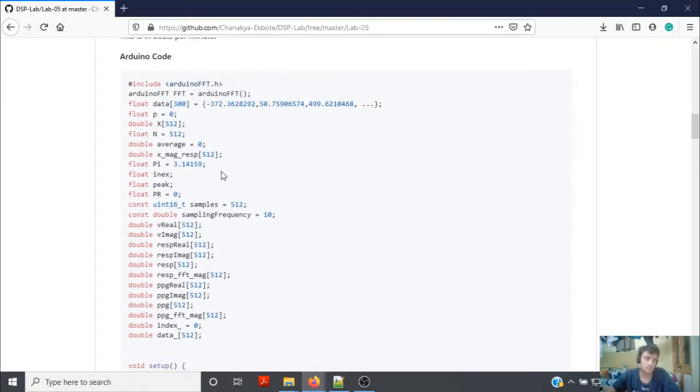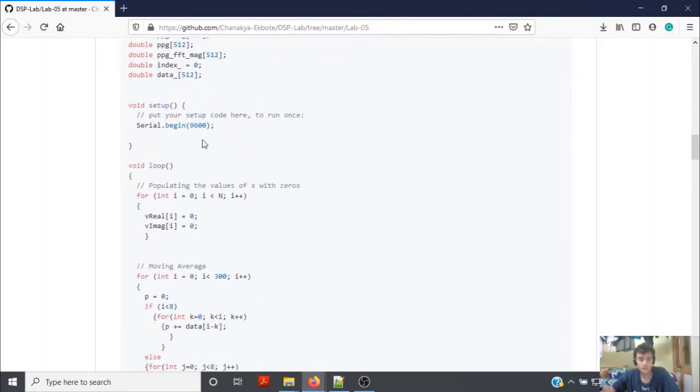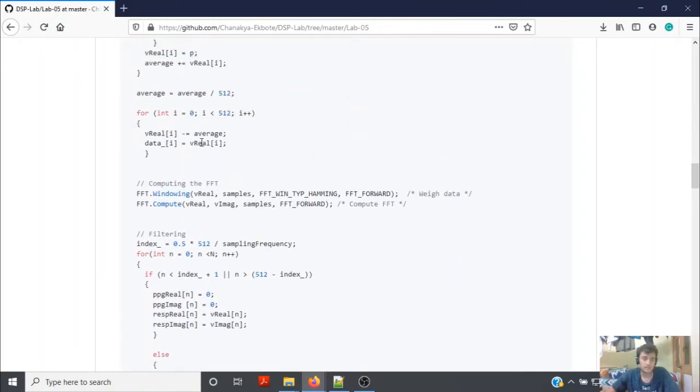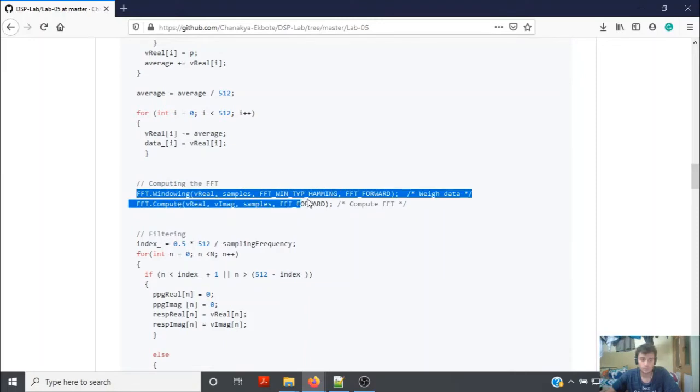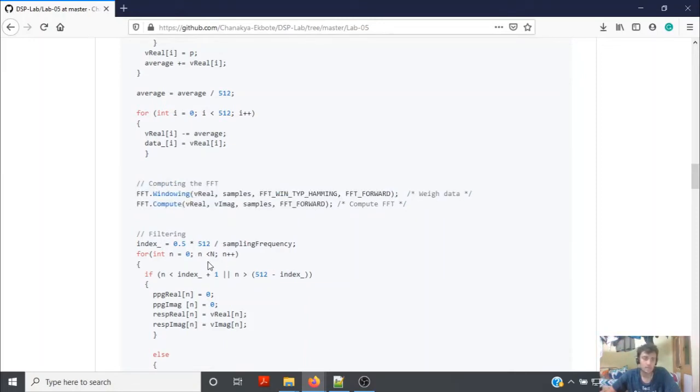This is because the FFT library takes only sequences that are of length 2 power x. So you have to take the 2 power x value that is greater than the length of your data, and the nearest one is 512. So that is what we have done before. And to compute the FFT, first you use a windowing technique. You weight the data, and once you use this windowing technique, you take the real part and the imaginary part. In our case, we have defined the imaginary part to be 0 and our samples are 512, and you just say FFT forward, and that computes your FFT.